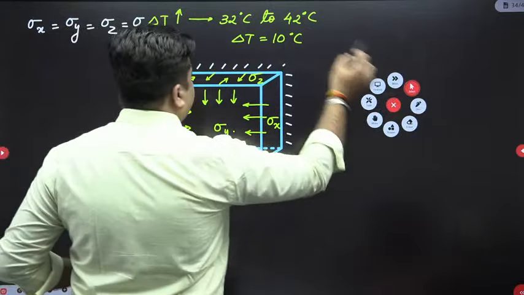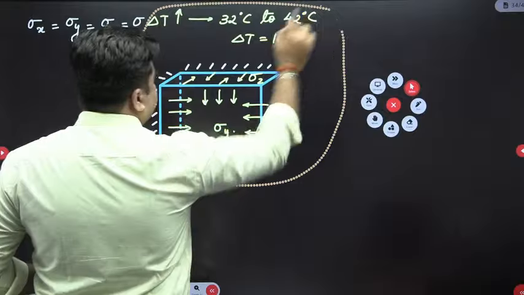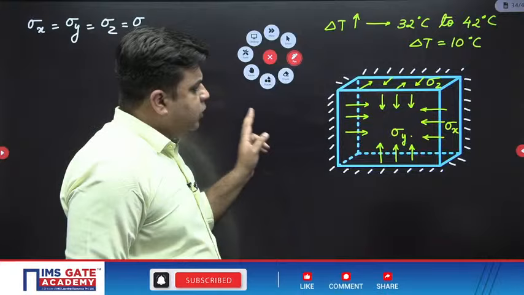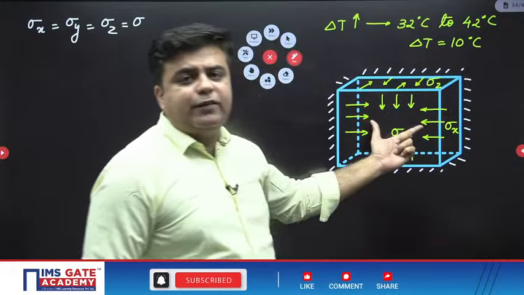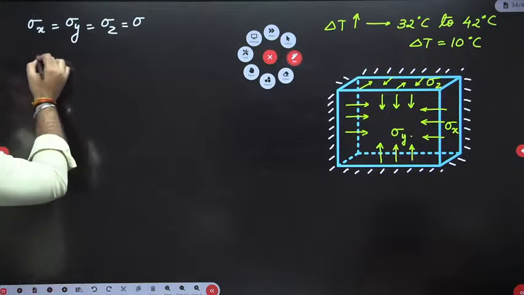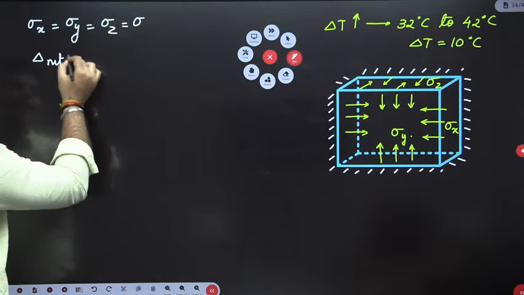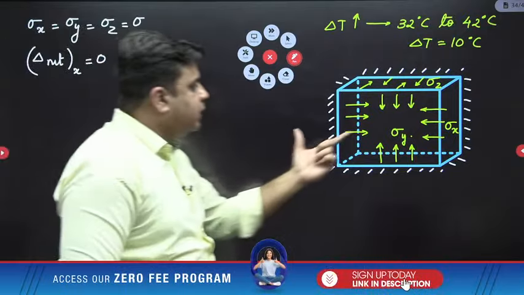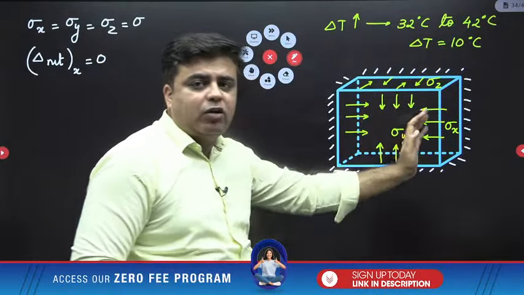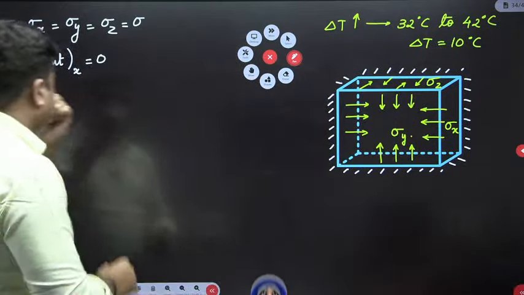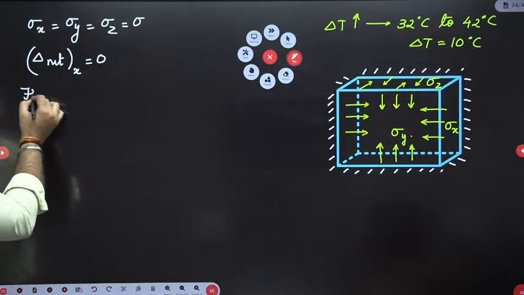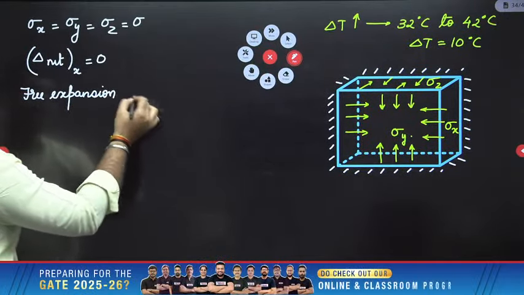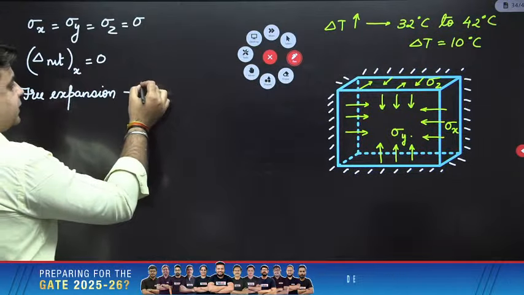Check this out. How to write the equation of thermal stress? You can take any direction. So if you observe the x direction, what is the net deformation along x direction? So delta net along x is equal to 0. For writing delta net along x, first I will write down the free expansion along x direction due to increase in temperature. So delta net along x is equal to free expansion along x minus effect of sigma x.